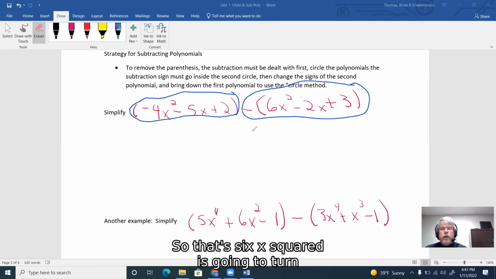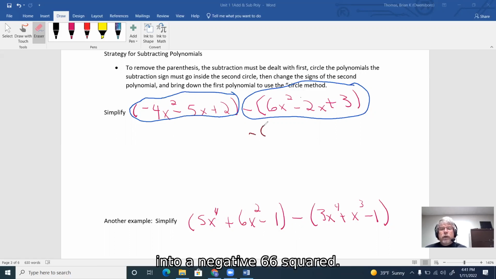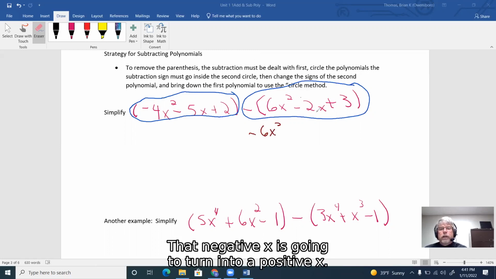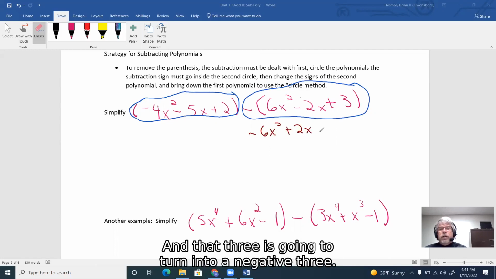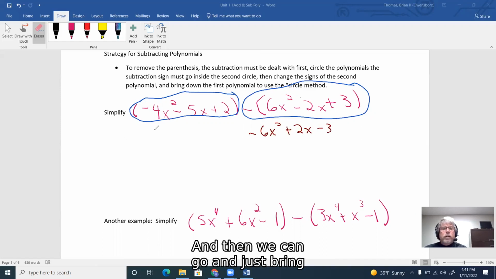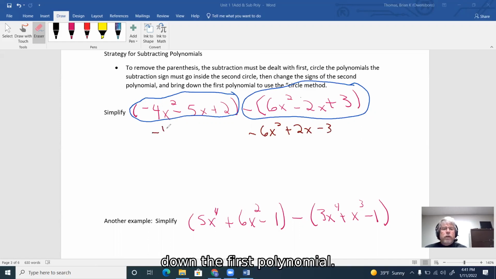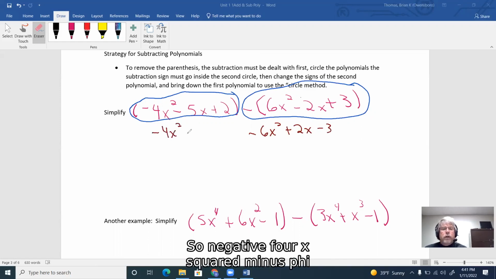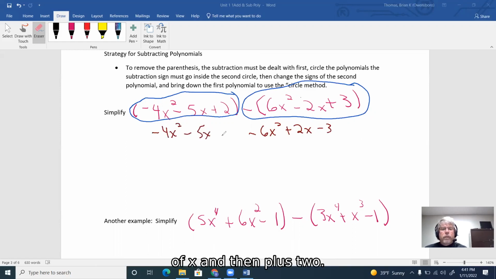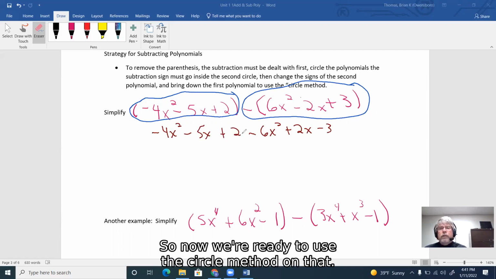So that 6x squared is going to turn into a negative 6x squared. That negative 2x is going to turn into a positive 2x. And that 3 is going to turn into a negative 3. And then we can go ahead and just bring down the first polynomial. So negative 4x squared minus this 5x, and then plus this 2. So now we're ready to use the circle method on that.